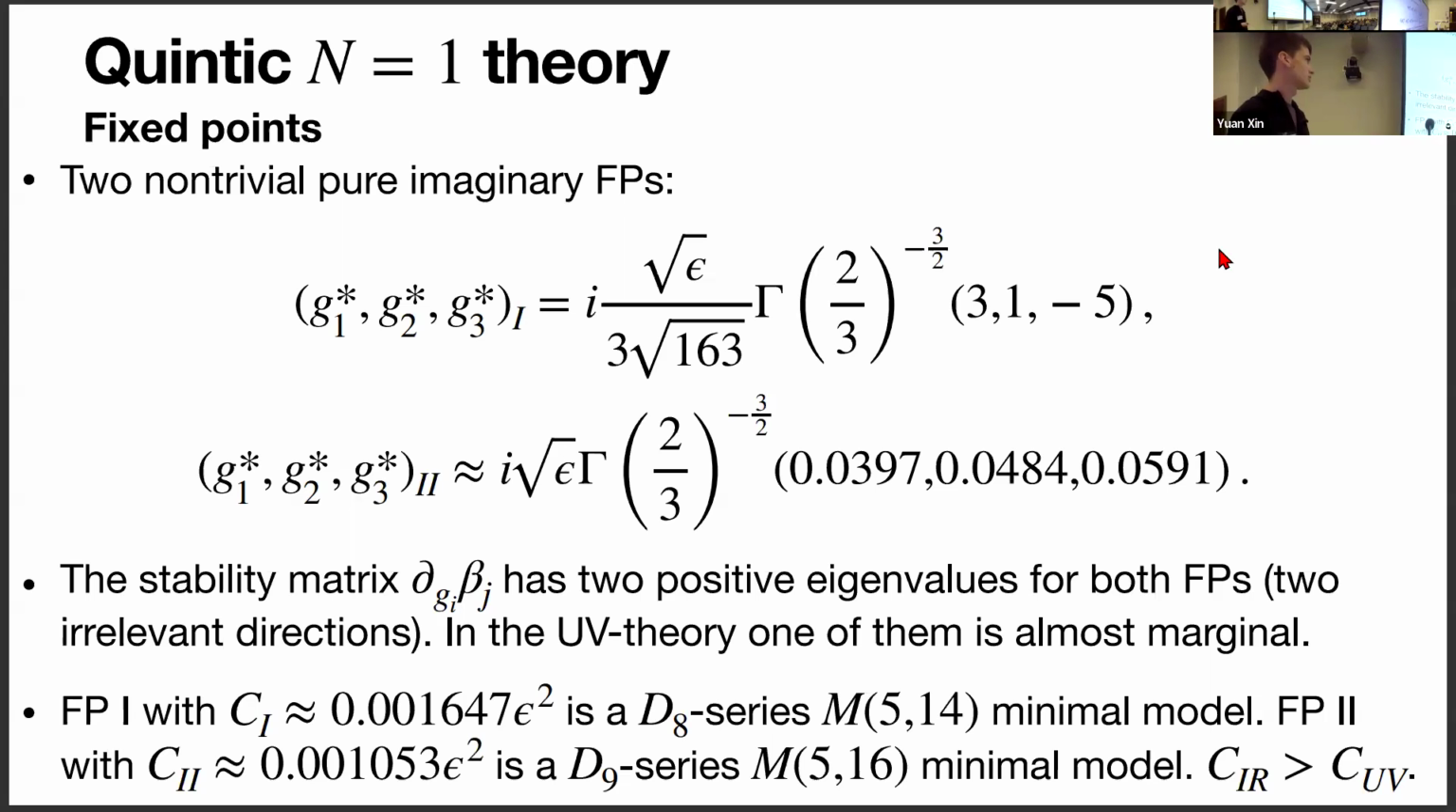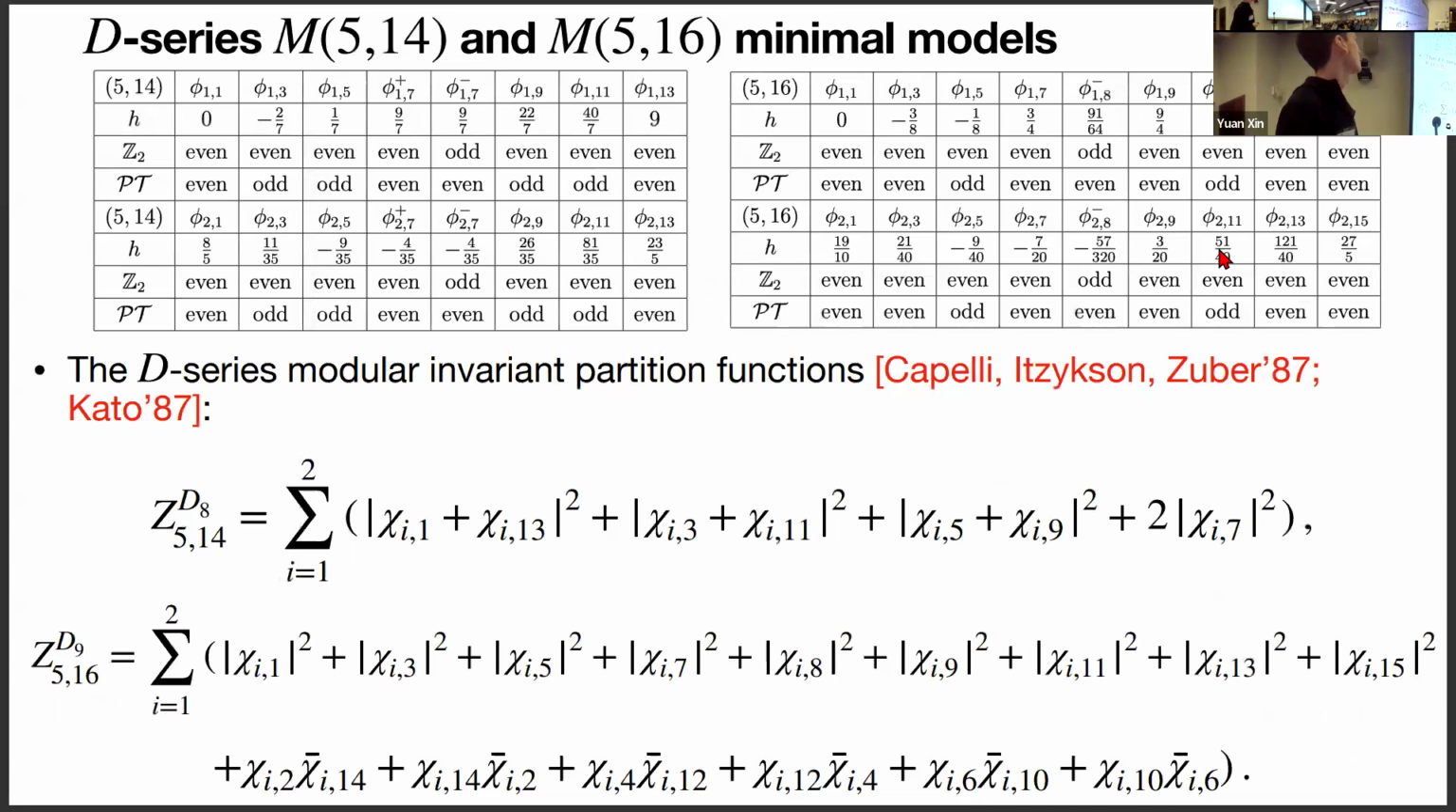But we have this identification, and as you can see, the C function in the IR is more than the C function in the UV. Again, the C theorem is violated, but it's a non-unitary flow, so it's okay. We expected this. Here I listed properties of fields in the M514 and M516 minimal models. So we have scaling dimensions. We have Z2 symmetry and PT symmetry.